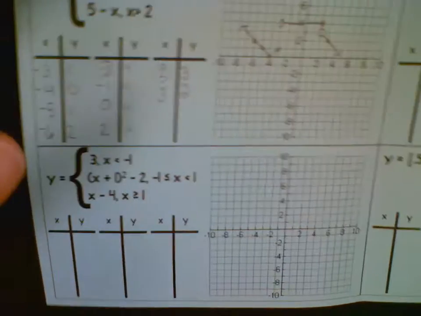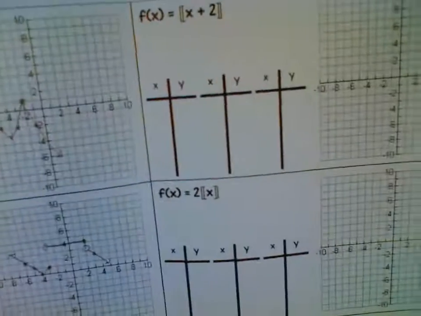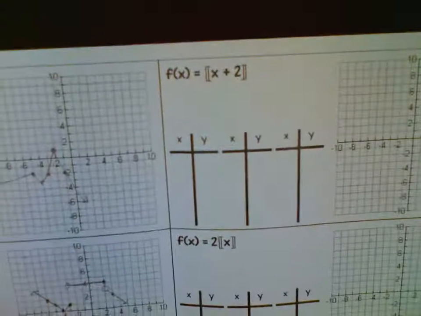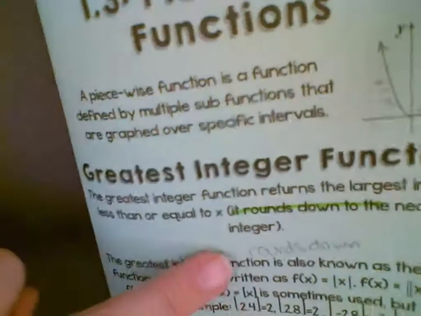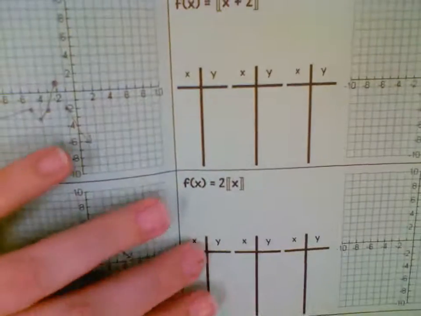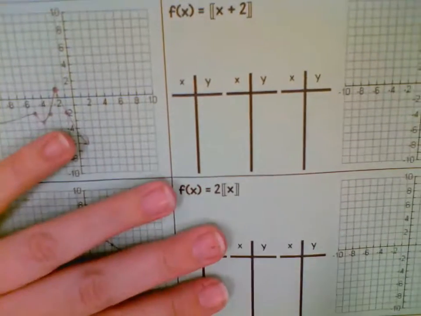So let's take a look at our greatest integer function. Remember, it rounds, and the greatest integer function always rounds down. So don't forget that. We're rounding down. Okay, so let's plug in our numbers.